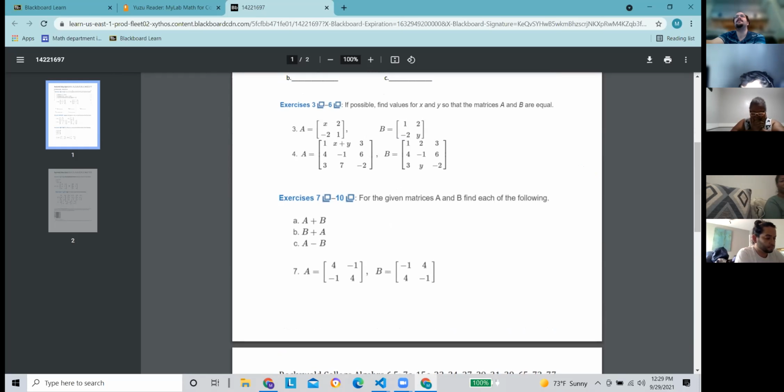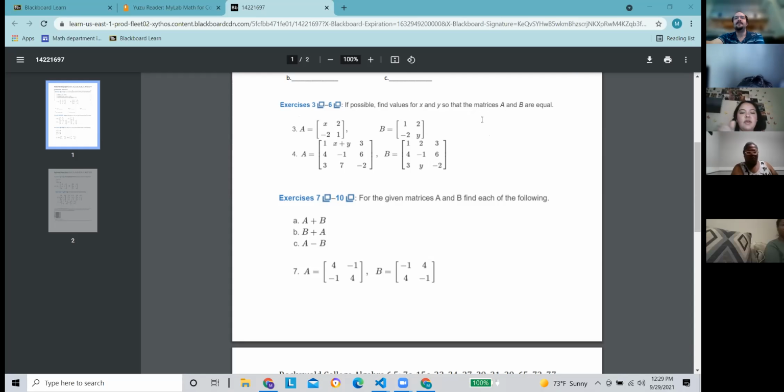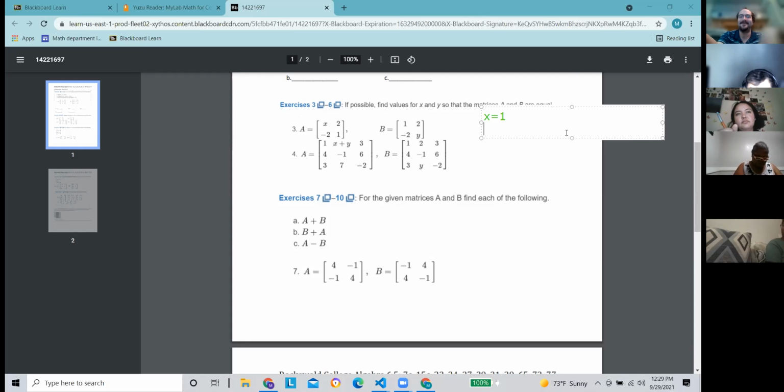I talked a little bit about this, but if we want two matrices to be equal, that means both their dimensions and everything inside has to be equal. So we want to find, if possible, values for x and y so that the two matrices are equal. For x I got 1 and for y I got 1. I'm not sure if it's right though. I keep trying to type on this keyboard, I'm gonna shut this thing off. Yeah, x is equal to 1, y is equal to 1.